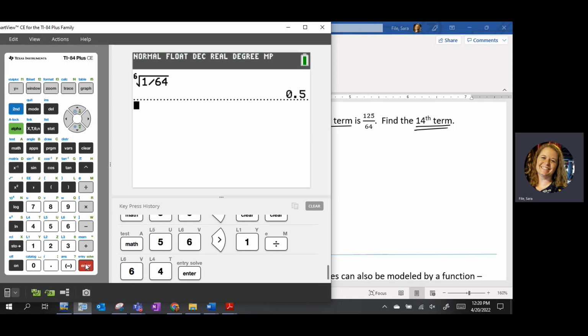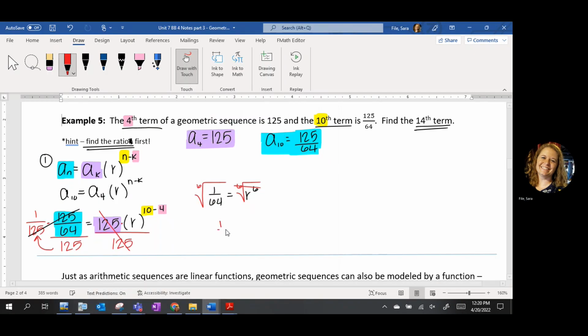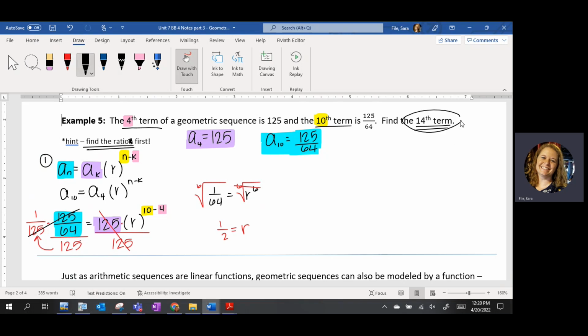Okay. So we got 1/2, 0.5 or 1/2. So that is our R value. Now, that was not what the final question is asking. They didn't say what's R. They said find the 14th term. But now that we know R, we can do the second part of this problem, which is using that same formula to find the 14th term.